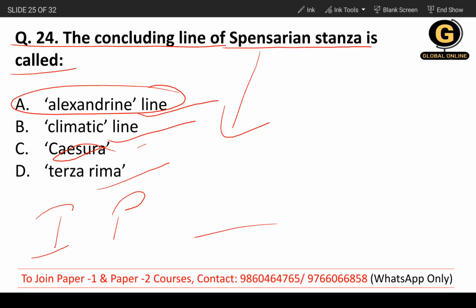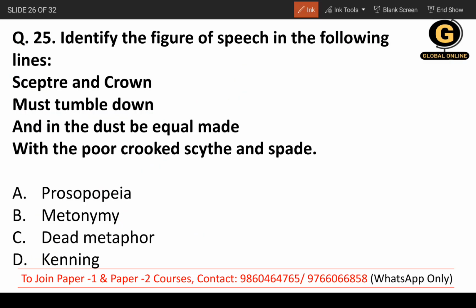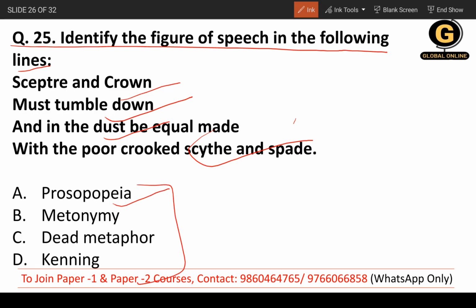Moving on to question number 25. Identify the figure of speech in the following lines. Sceptre and crown must tumble down, and in the dust be equal made with the poor crooked scythe and spade. So the options are prosopopoeia, metonymy, dead metaphor, and kenning. So kenning, I give you an example of kenning, whale road. I have discussed this, and you can watch it in the previous lectures on the UGC-NET platform.